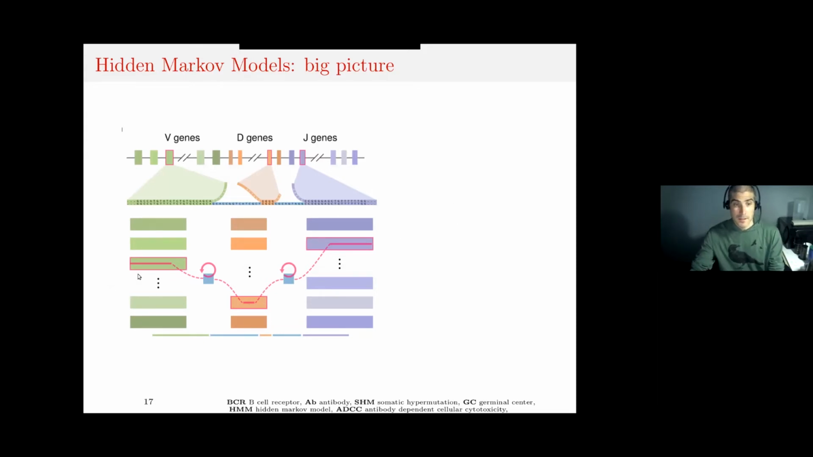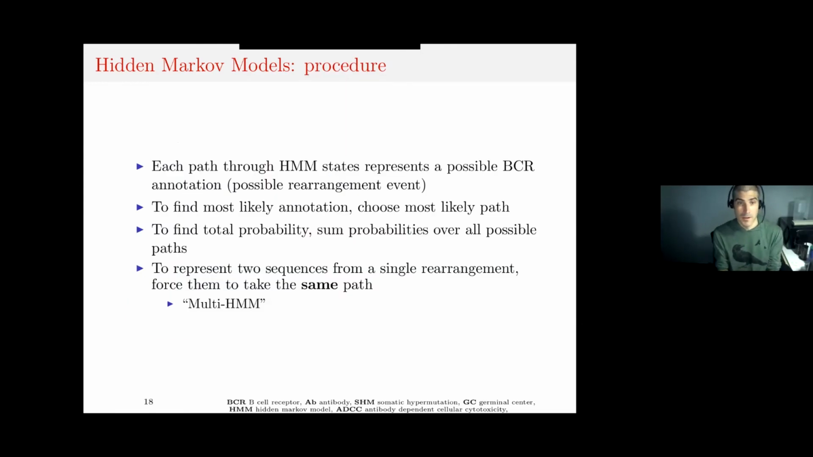Just to say it again, this path represents a particular annotation or naive rearrangement, and the HMM has a rule for giving you the probability associated with that. So if all you're interested in finding is the most likely annotation for a sequence, you just choose the most likely path. And there are super well-established dynamic programming algorithms. There's the Viterbi algorithm that can look through all the paths and find you the most likely one in a very efficient manner.